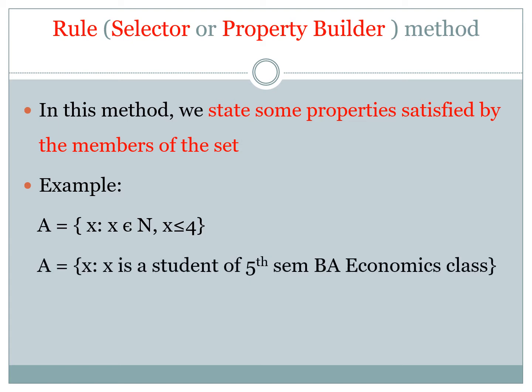The next example: A is the set of all x such that x is a student of the 5th sem BA economics class. If a student does not belong to the 5th sem BA economics class, that student does not belong to the set A. So the set A is well defined. Next example is the set of all x such that x is an English alphabet. So, all the letters in the English alphabet are elements of the set A.